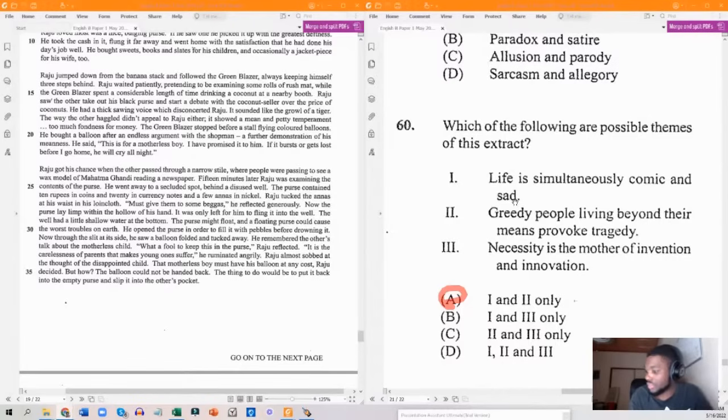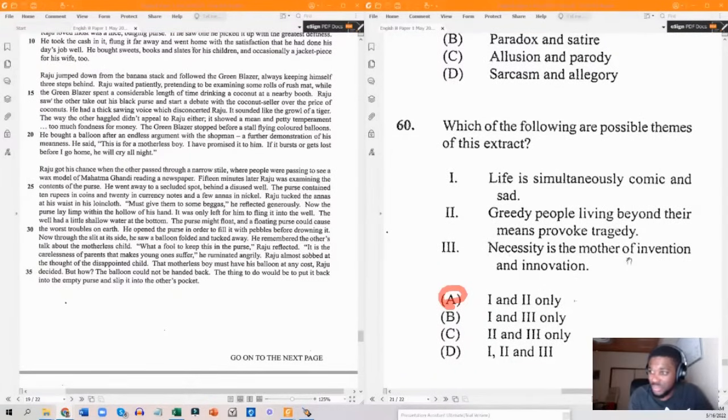Also, the whole thing with the boy and the balloon, and he will not be getting that balloon and stuff like that. So we see that life can be sad and funny at the same time. And 2, greedy people living beyond their means provoke tragedy. Yeah, I think Raju is living beyond his means. He's being greedy by stealing money from others.